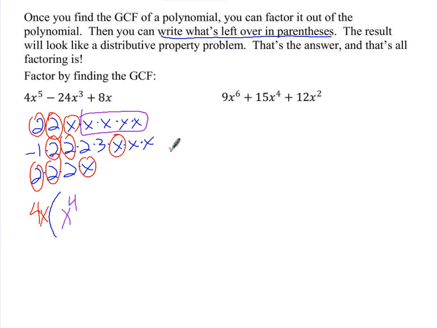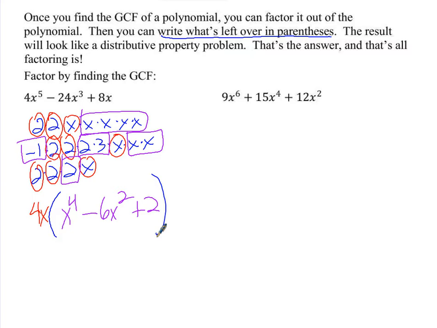What's left over from my second term? Well, I got that -1 sitting there. I got that 2 times 3 sitting there. And I got that x times x sitting there. So what is that? -6x to the second. That's right. So I'm going to write minus 6x squared. And then what's left over out of my last term is just this 2 sitting here. So I'm going to write plus 2. And then I close my parentheses. And I've just factored that polynomial.